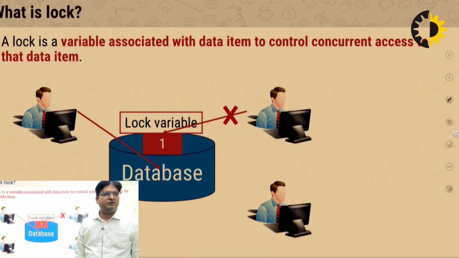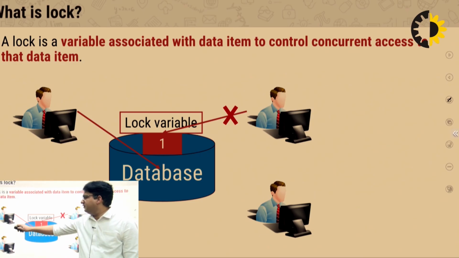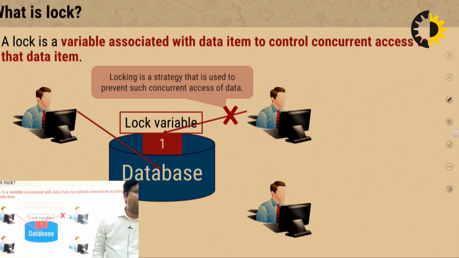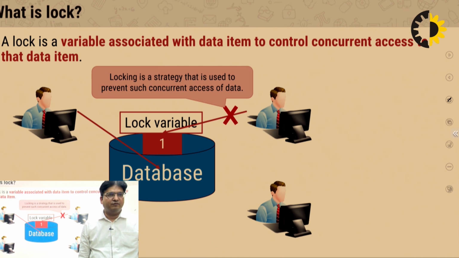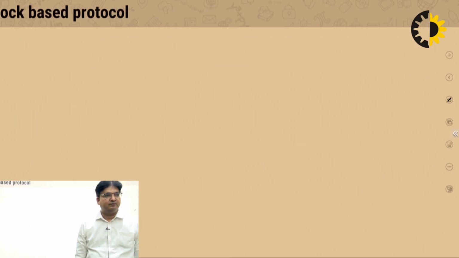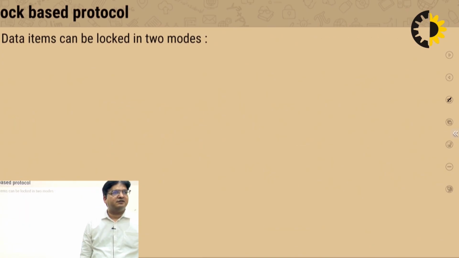So the other user is not able to access that data item since it is already held in a particular locking mode by the transaction executed by this user, and the further 2 users will also not be able to access that data item. So locking is a strategy used to prevent concurrent access of data by multiple users so that the problems do not occur. Now let us discuss this protocol in detail.